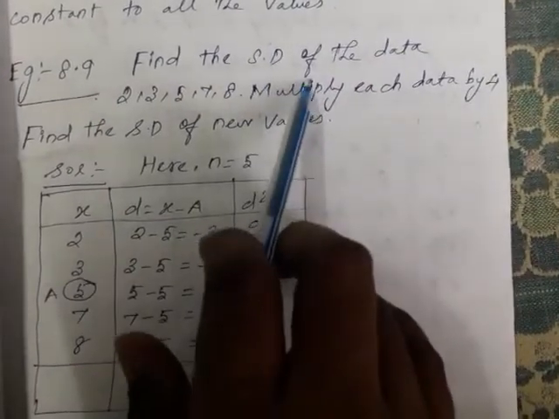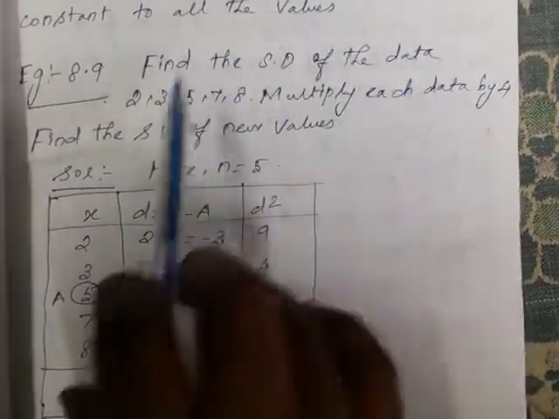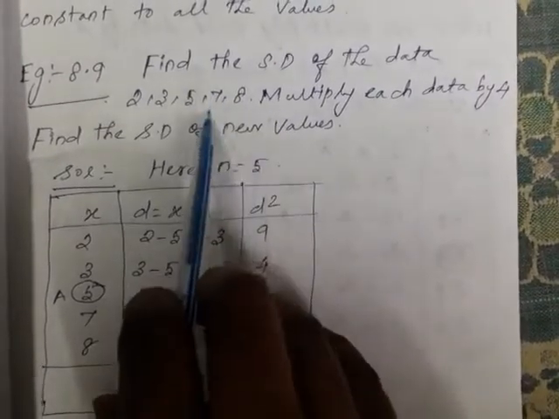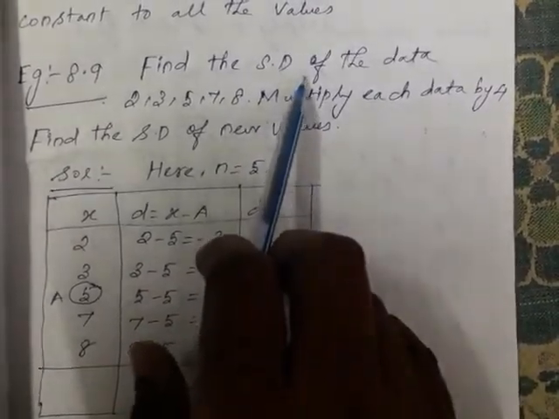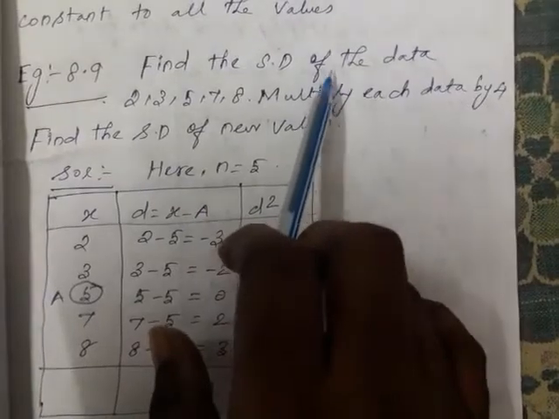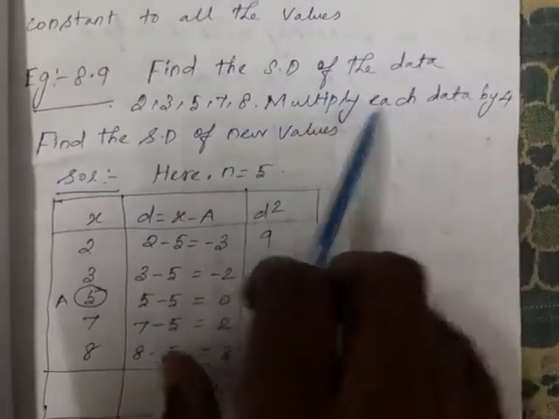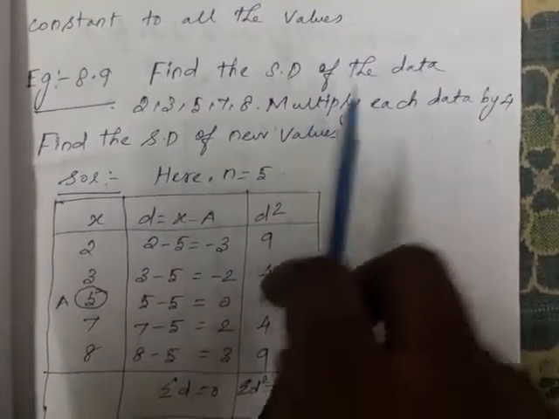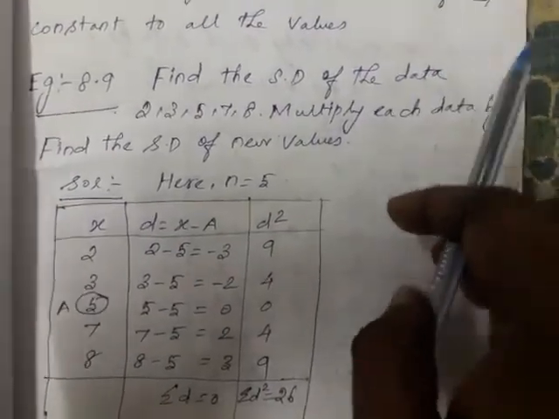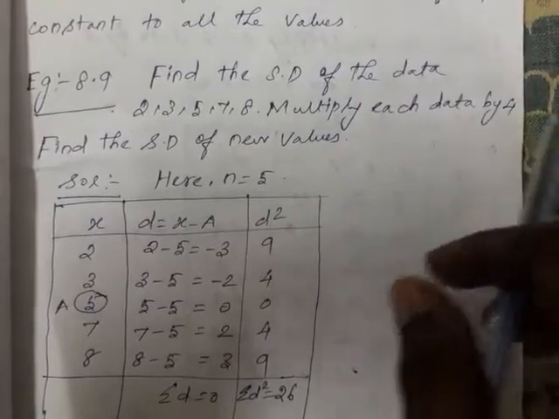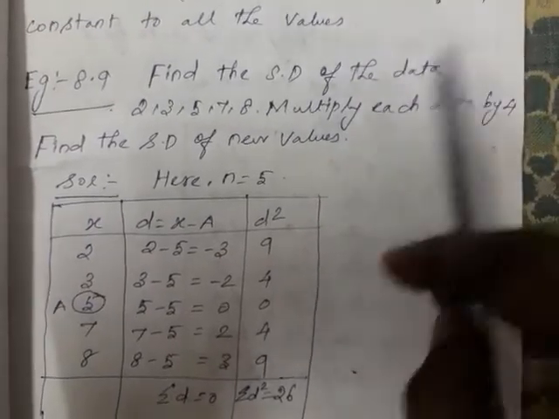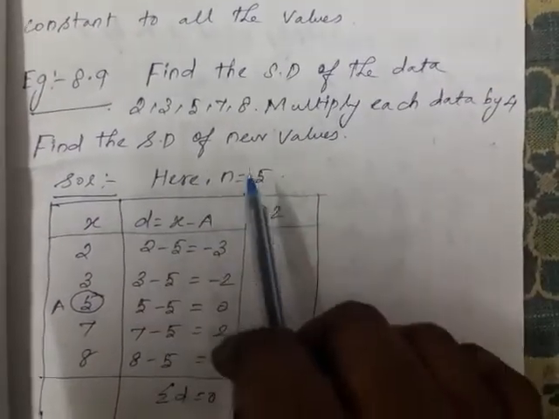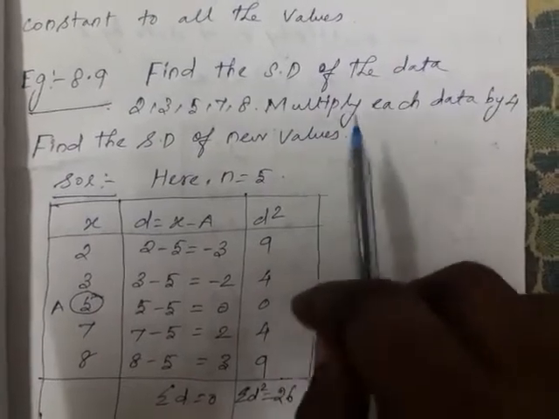Find the standard deviation of the data. They are given a few data. Using these data you have to find out the standard deviation and also multiply each data by 4. In the previous sum we were adding 3 to each data. Now we are multiplying each data by 4. After multiplying, you have to find the standard deviation of the new values.